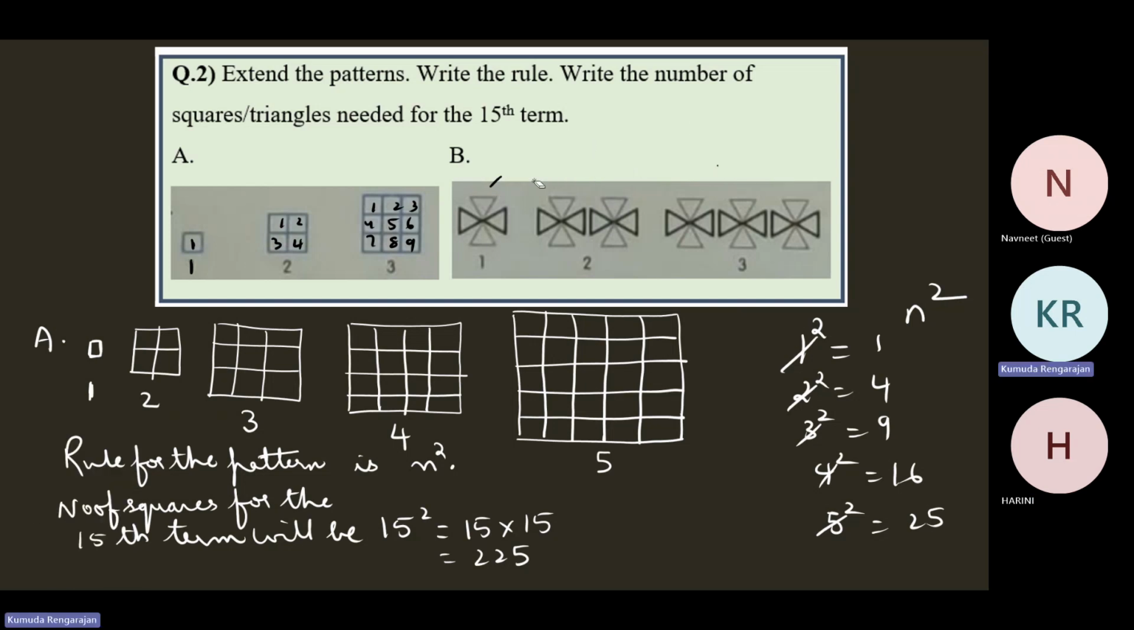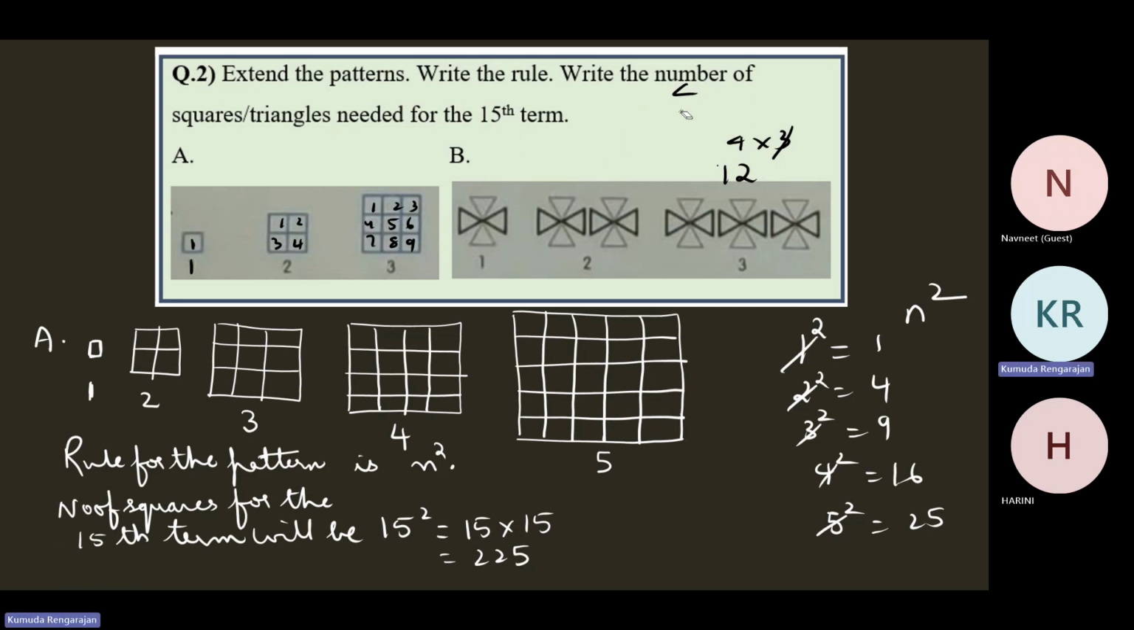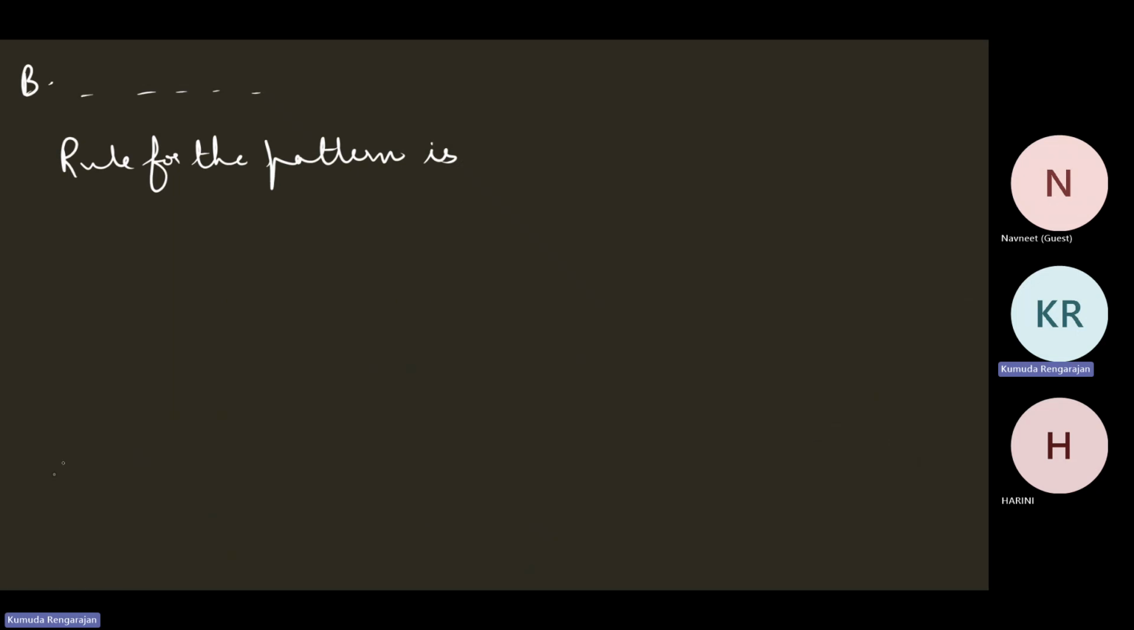The first term of the pattern has 4 triangles. Second one has 8. Third one has 12. So 4 means 4 into 1. 8 is 4 into 2. This is 4 into 3. To write the rule, we have to replace the counting numbers 1, 2, 3, 4 with N. So 4 into N. 4N is the rule. Rule for the pattern is 4N.